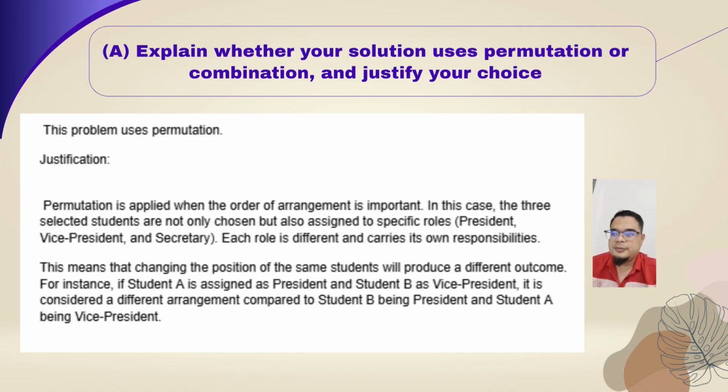Question A. Explain whether your solution uses permutation or combination and justify your choice. For this question, we use a permutation. Permutation is applied when the order of arrangement is important. In this case, the 3 selected students are not only chosen but also assigned to specific roles, which are president, vice president, and secretary. Each role is different and carries its own responsibility.